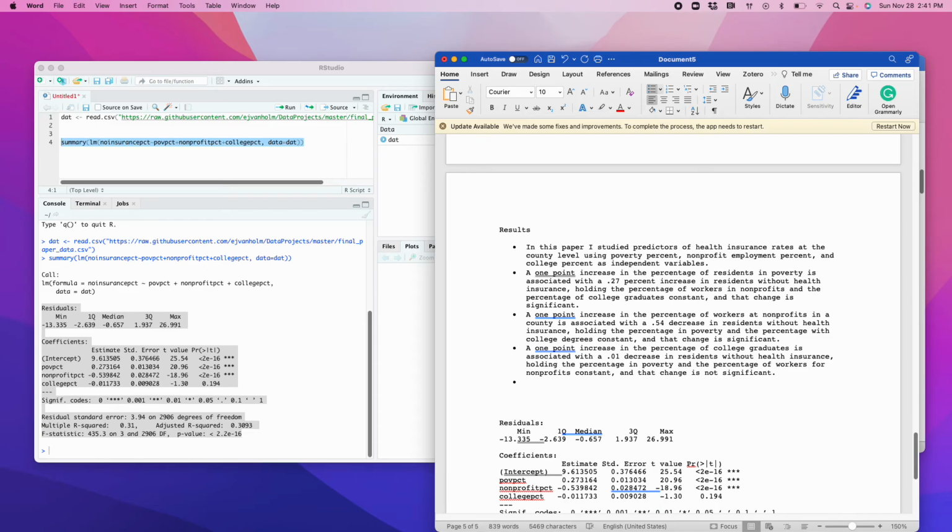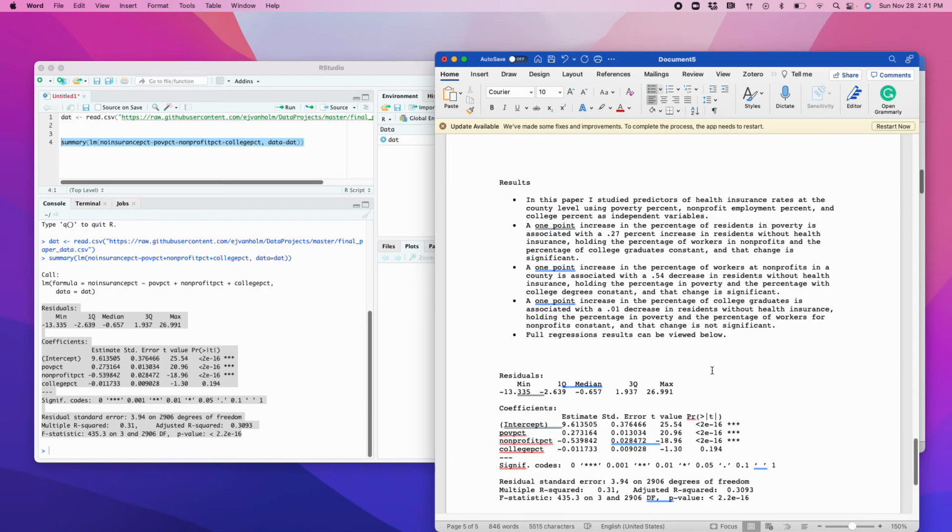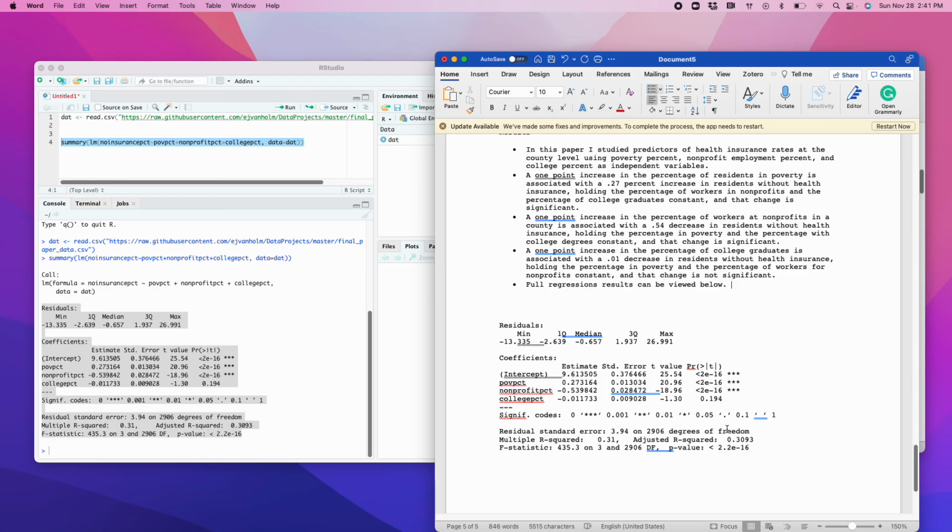And that's it. Really, that's it. And I'll just finish this section off by saying full regression results can be viewed below. And I will finish this section of my paper with this table for the reader to read if they desire. Done. That's the results section. Now, in the next section, the conclusion, I'm going to talk a little bit about what these results mean. Why are they important? Why were they interesting? But in the results section, we're really just going over the numbers. We're just focused on the analysis.